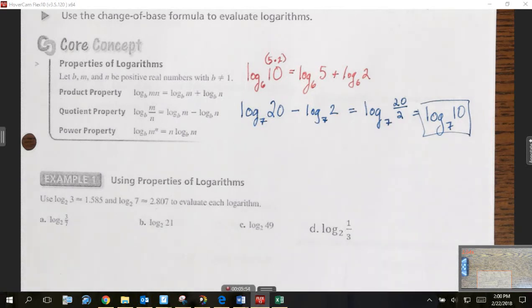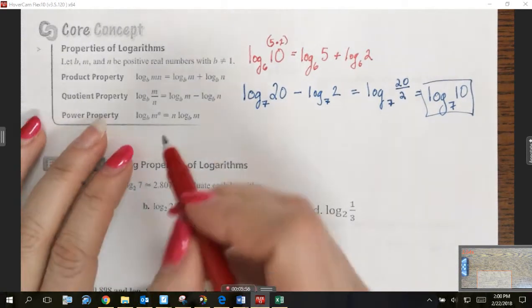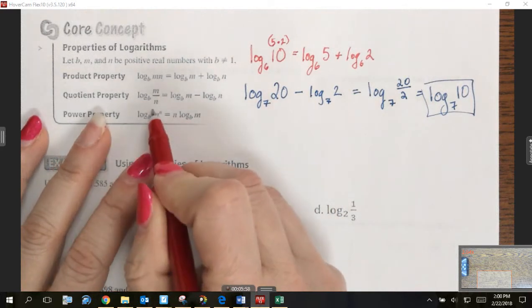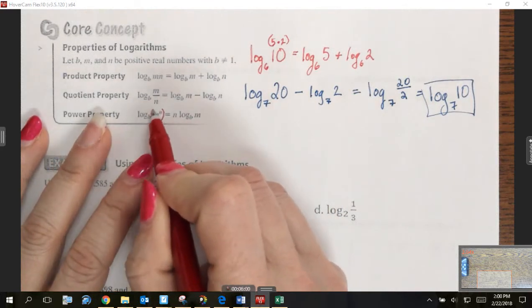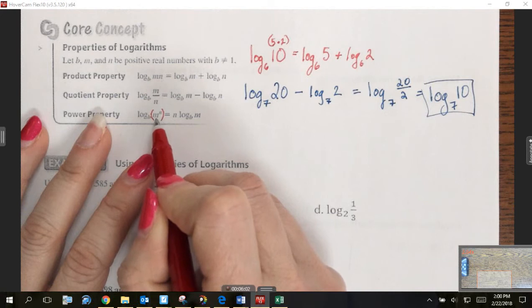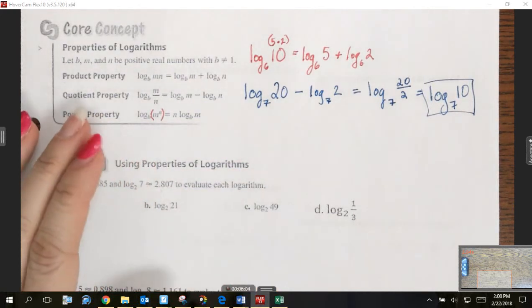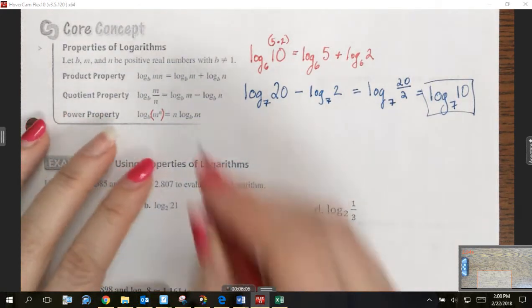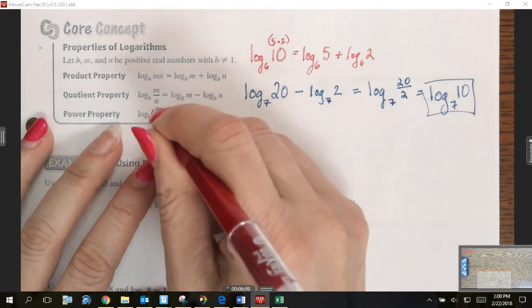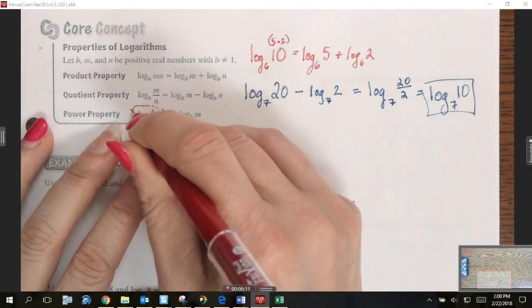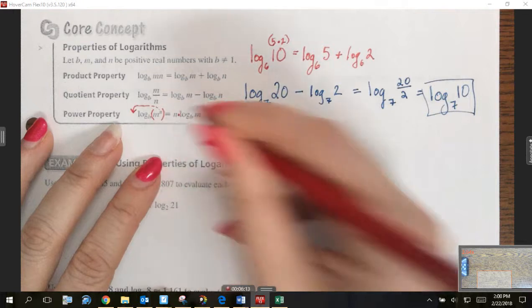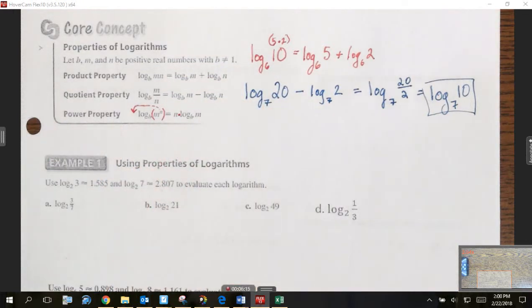And then the power property says that if I have log base b of m to an n, I have a power in there. I can take that power and move it to the front of the log and multiply it by that log.